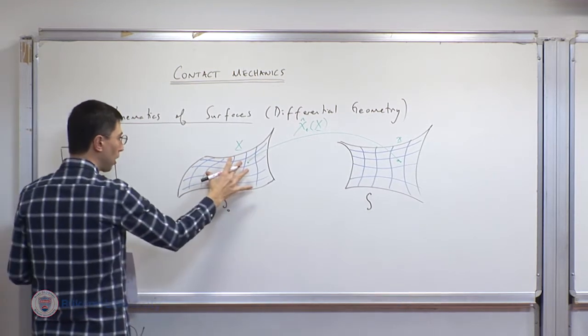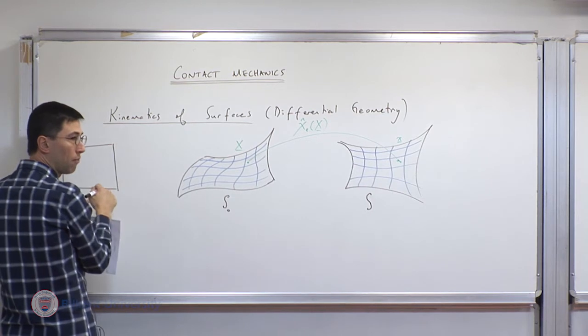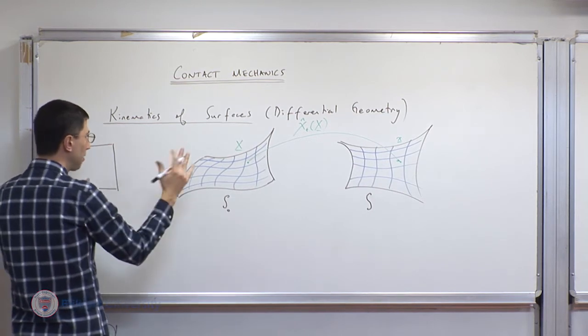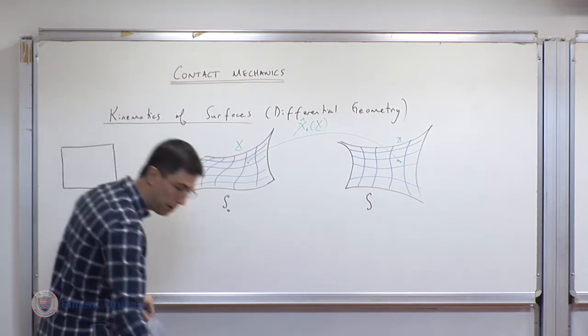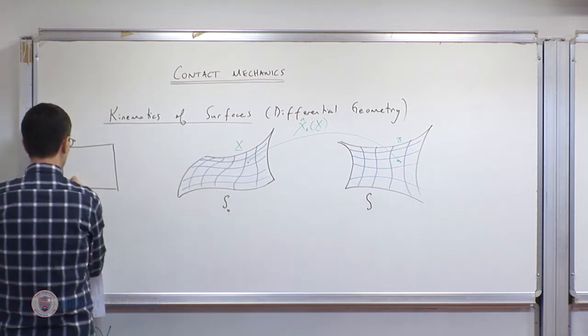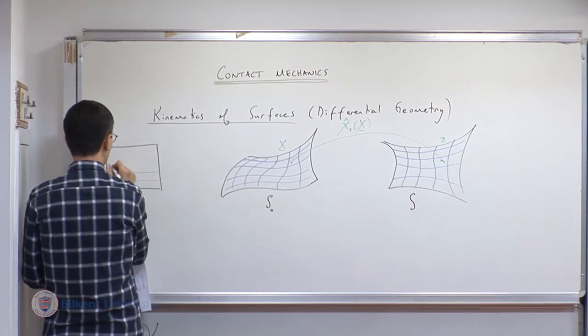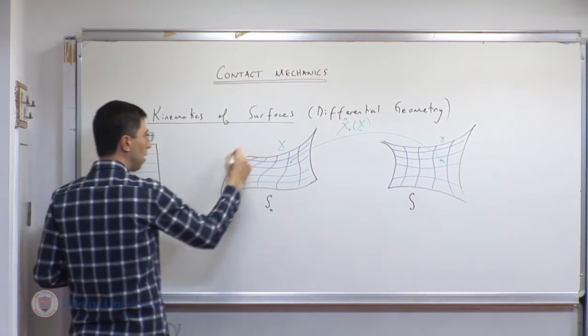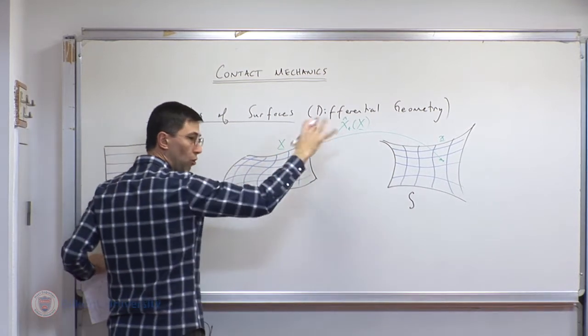So this object may never be in such a configuration. But mathematically, I can introduce a parametric domain. And in that parametric domain, I can have lines. And this is a rectangular domain. This is some map of the rectangular domain into 3D.